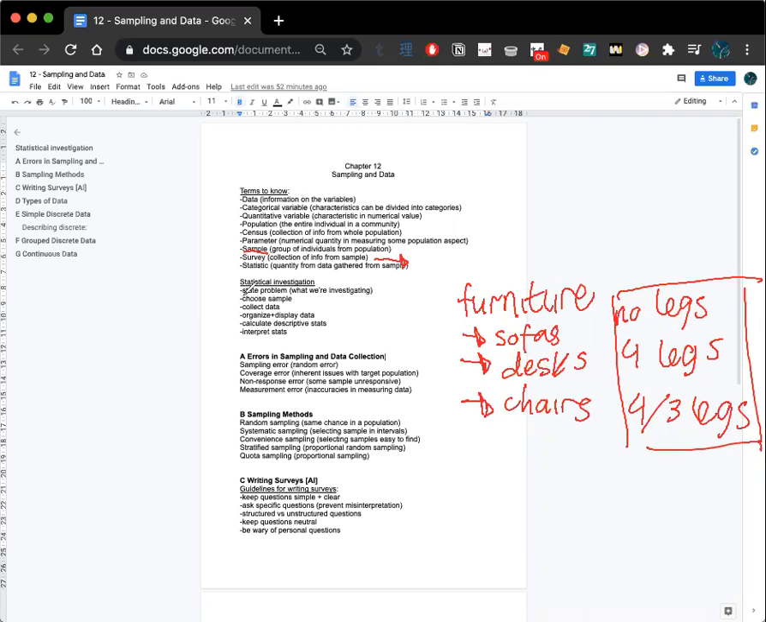And then next up, we have statistics. So a statistic is a quantity from the data gathered from the sample. Every time you have a statistic, it's usually derived from quantitative variables. And this can be used to help establish parameters about the population.